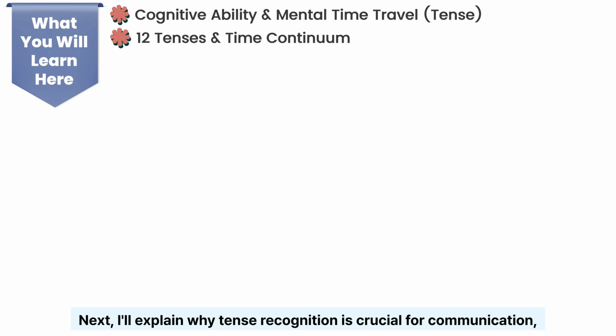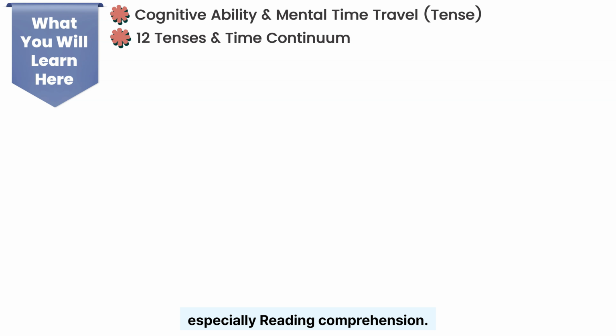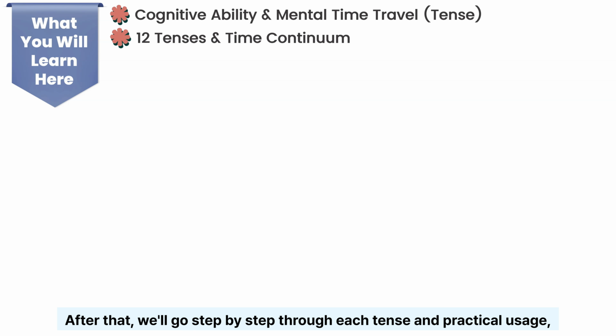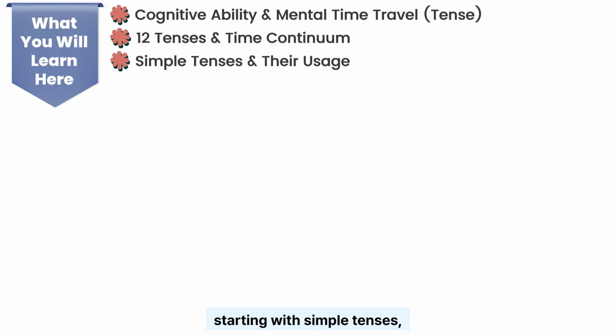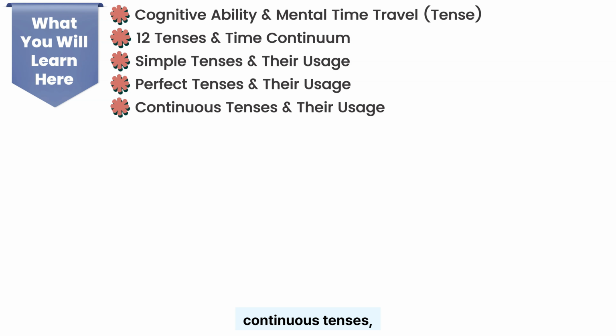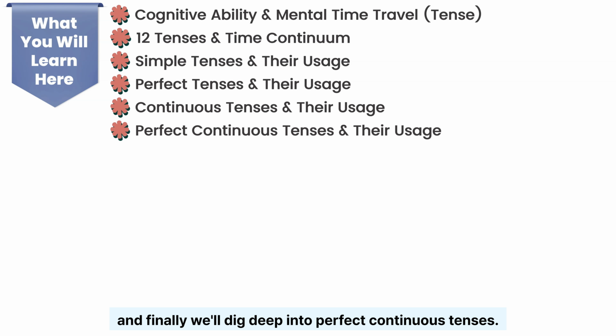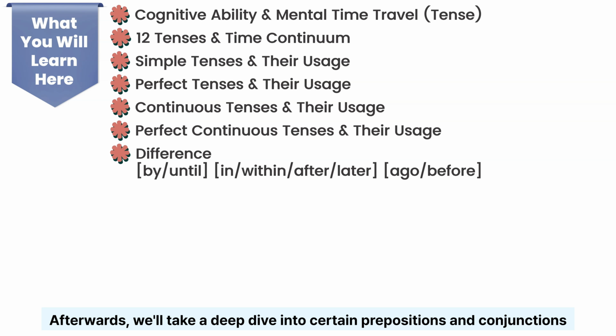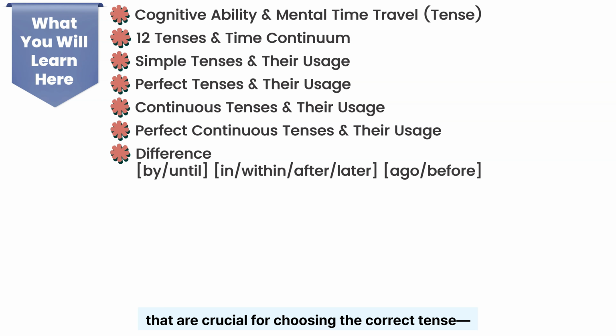Next, I'll explain why tense recognition is crucial for communication, especially reading comprehension. After that, we'll go step by step through each tense and practical usage, starting with simple tenses, then perfect tenses, continuous tenses, and finally, we'll dig deep into perfect continuous tenses. Afterwards, we'll take a deep dive into certain prepositions and conjunctions that are crucial for choosing the correct tense, the ones people often don't know or confuse, and that show up on exams a lot.